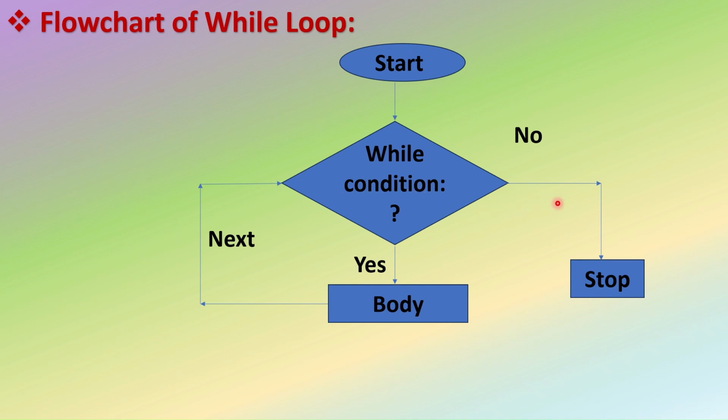Since it doesn't enter the while loop, the statements inside the while loop will not be executed. The control jumps out of the while loop, the statements present outside the while loop are executed, and the process stops here. So this is how the flowchart of the while loop looks and works.